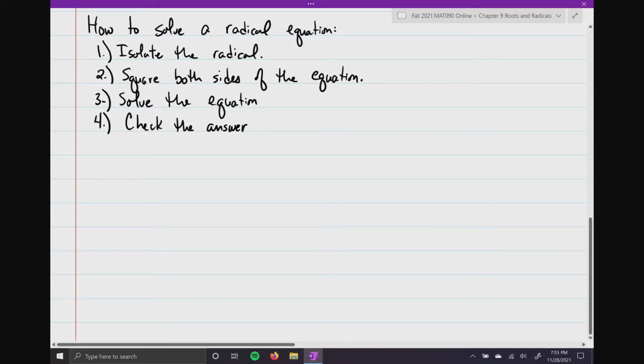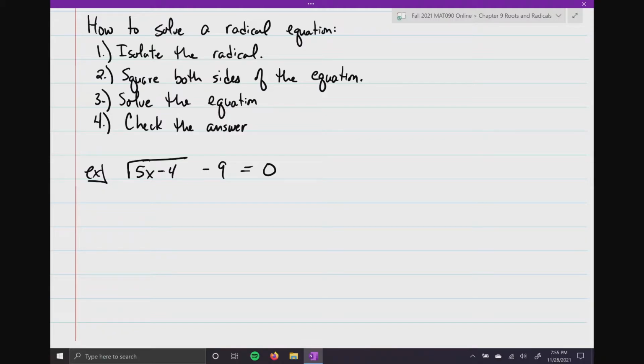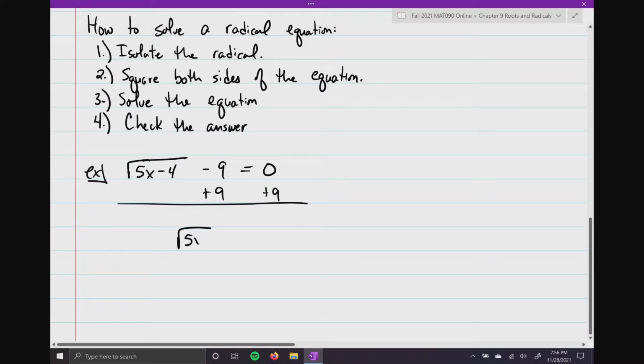So here's a very simple problem. We have the square root of 5x minus 4 minus 9 equals 0. So right from the start, I can see a radical symbol. I know this is a radical equation then. So step 1, let's isolate the radical, which means this square root of 5x minus 4, I want it all by itself. So I have to take this minus 9 and add it to both sides. Then I have 5x minus 4 on the left hand side and a positive 9 on the right hand side. Step 1 is done.